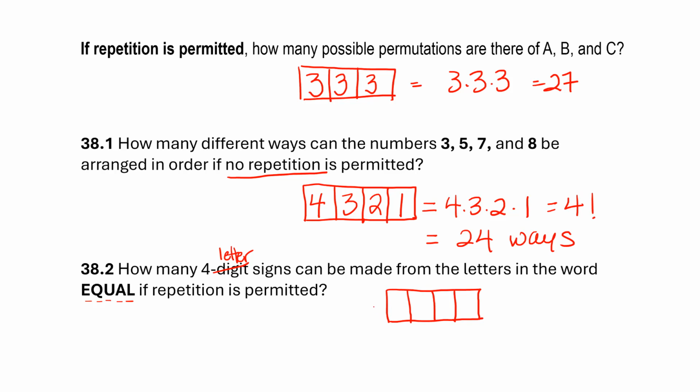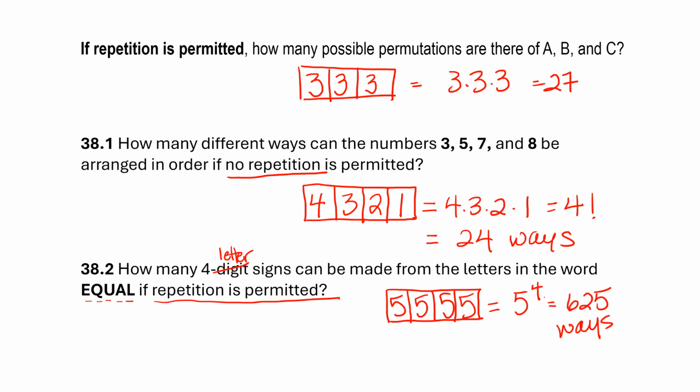So for the first position, there are 5 choices. E, Q, U, A, or L will go there. Repetition is permitted, so I can choose any of those 5 letters for the second position also. I can choose any of them for the third position and any of them for the fourth position. So 5 to the fourth power is how many signs you could make using those 5 letters 4 at a time in order with repetition. And 5 to the fourth is 625.